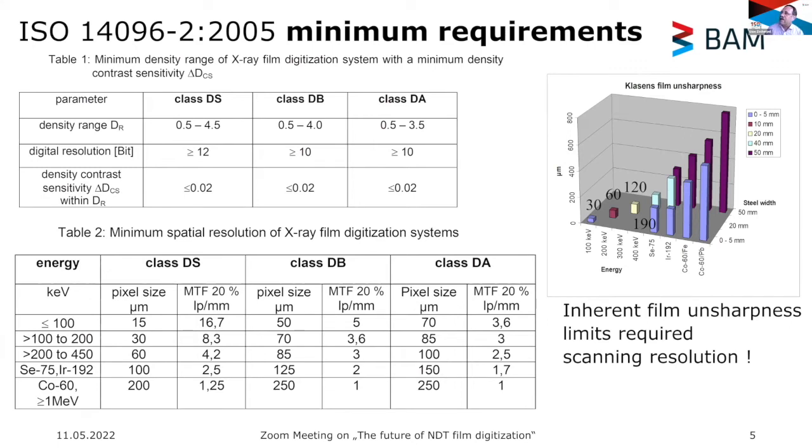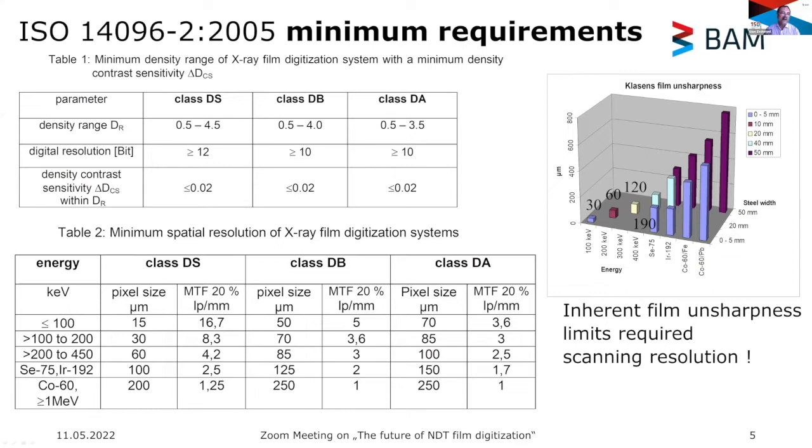Of course, you cannot have a better spatial resolution than the size of your pixel. But if you have a poor system with cheap optics, then you can reach a very, very fine pixel size, but you do not have the required unsharpness. So the unsharpness can be much higher than the pixel size. And therefore, in this part from 2005, we had a requirement on an MTF, modulation transfer function, in line pairs per millimeter. And this does not really correspond to the pixel size.